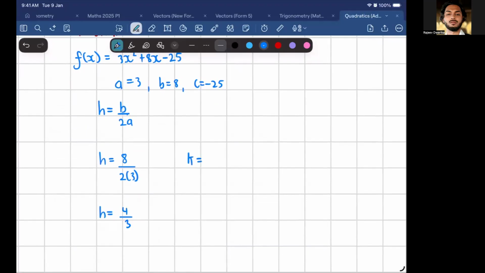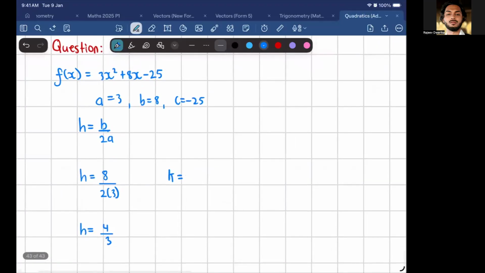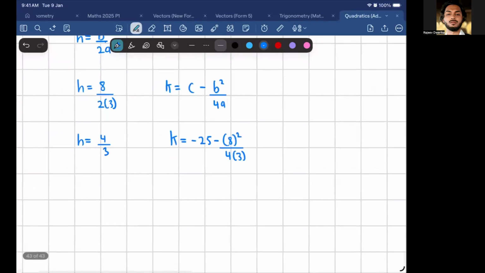And which formula do you want to use for K? You want to use 4AC minus B squared over 4A? Or you want to use C minus B squared over 4A? C minus B squared over 4A. Sure. Right? C would be minus 25. What would B be? It will be 8 squared, which is 64. And A was 3. Right. So that's going to be minus 25 minus 8 squared, which is 64, over 4 by 3.